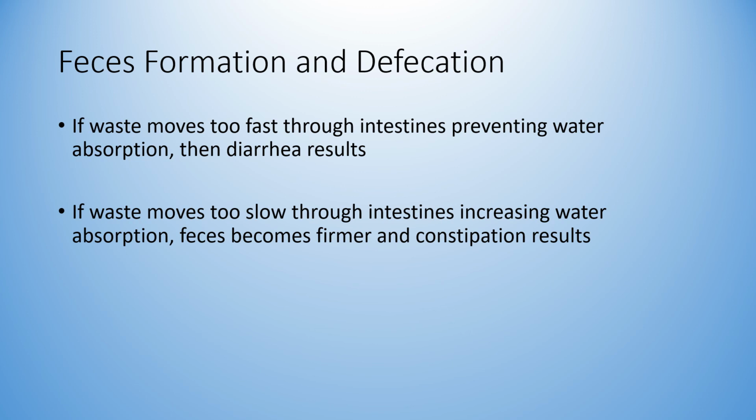If it moves too slow, then you're basically increasing the amount of water absorption. You're almost taking too much out of it. There has to be a balance. You want the feces to be somewhat soft, so obviously you can expel it easier. If you're taking too much water out, it becomes firmer, and then you end up being constipated.